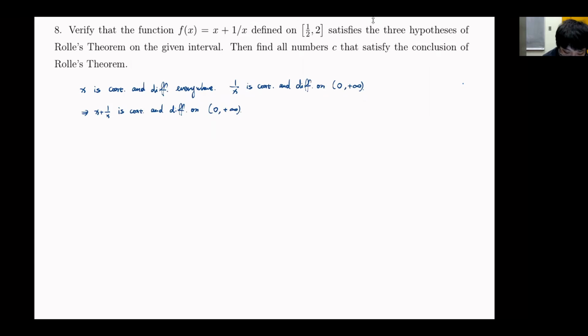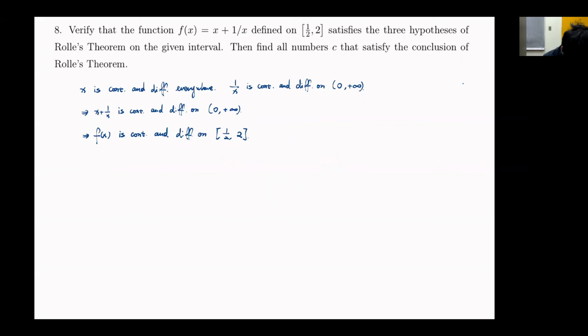But notice that this is not my f of x. My f of x is not the same function. My f of x is just defined to be this function when x is sitting between 1/2 and 2. So this will actually imply that my f of x is continuous and differentiable on 1/2 to 2. All right, so that will finish the checking. Okay, so this is how we check the first 2 hypotheses of Rolle's theorem.